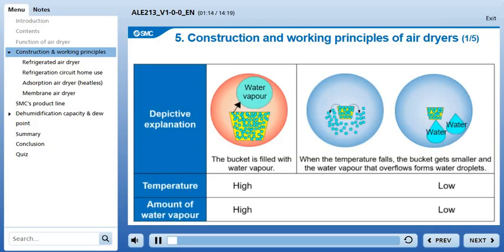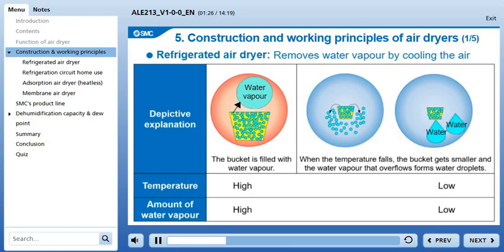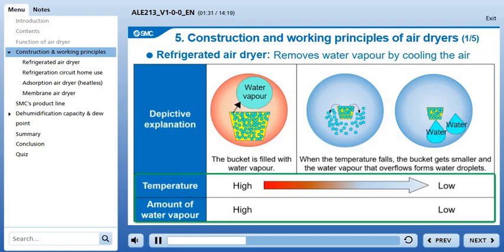Next, we will examine the construction and working principles of air dryers. There are several types of air dryers that use different dehumidification methods. First, we will explain the dehumidification working principle of a refrigerated air dryer. The lower the temperature, the less water vapor the air can contain. A refrigerated air dryer utilizes this property to dehumidify compressed air by cooling it, turning water vapor into water droplets. To remove water vapor, the compressed air is cooled in stages as follows.